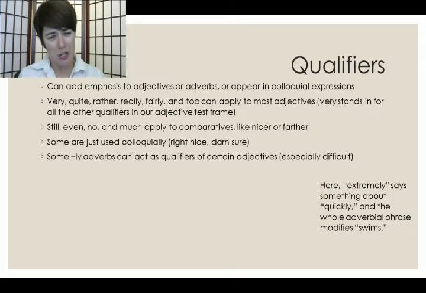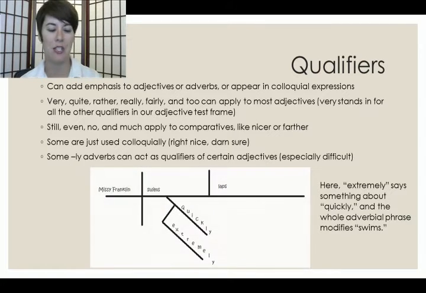Sometimes ly adverbs can act as qualifiers of certain adjectives. This is a little tricky to keep in mind because then we're going to have a lot of ly situations, as in the diagram. So here, if I say Missy Franklin swims laps extremely quickly, notice that quickly is talking about how she swims, right? But extremely is talking about quickly. So when we diagram it, we're going to have that qualifier extremely modifying quickly rather than swims, and then the whole adverbial phrase modifies the verb.